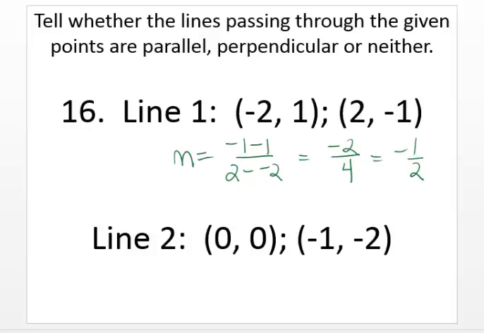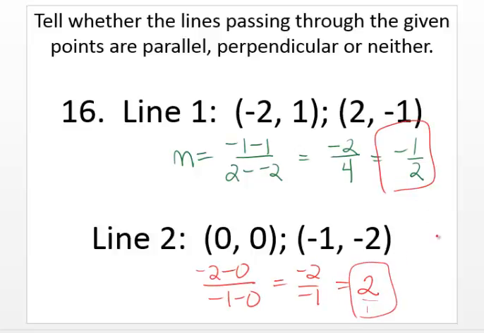In the second set of ordered pairs, I have negative 2 minus 0, y minus y over x minus x, which gives me negative 2 over negative 1, which is a positive 2. This is really 2 over 1 also, and if I look at 2 over 1 and negative 1/2, I will see that they are perpendicular lines.